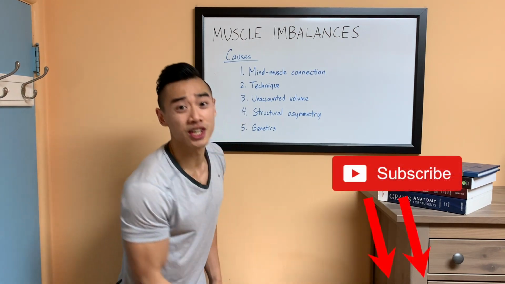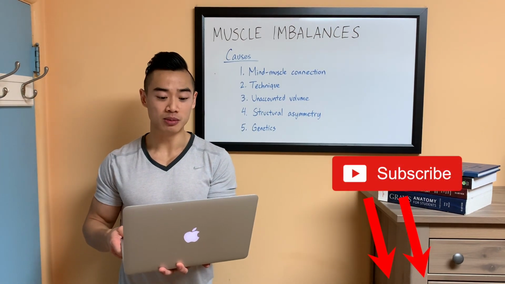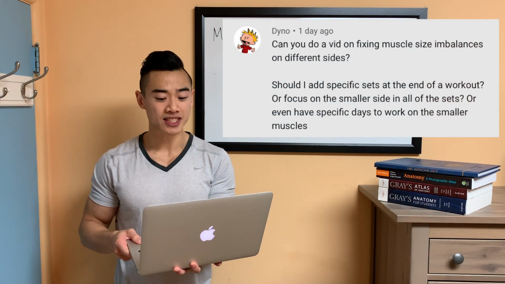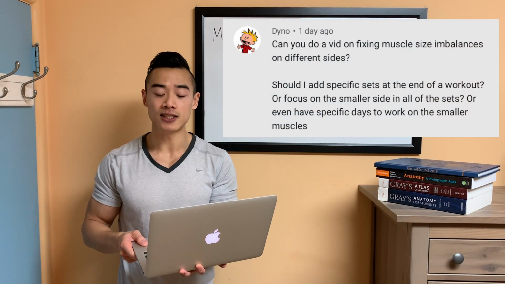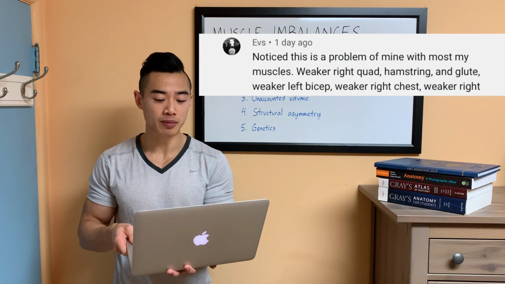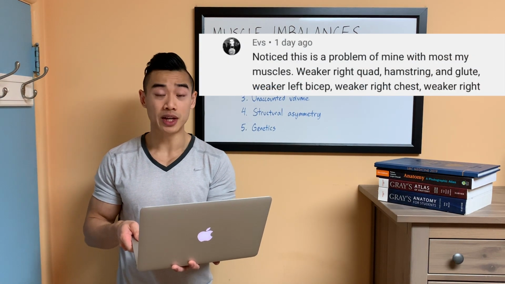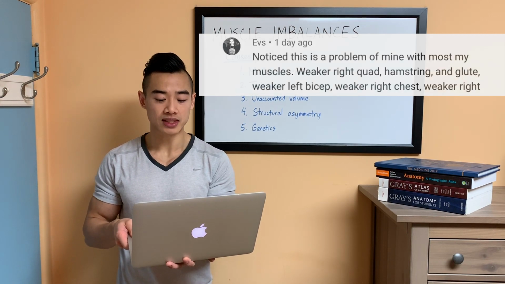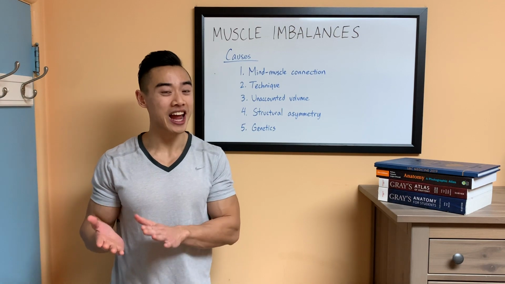So I got a question on my last YouTube video from Dino saying, can you do a video on fixing muscle size imbalances on different sides? And Evs weighed in as well and said, notice this is a problem of mine with most of my muscles. Weaker right quad, hamstring and glute, weaker left bicep, etc. Great question, and we're going to answer that today.